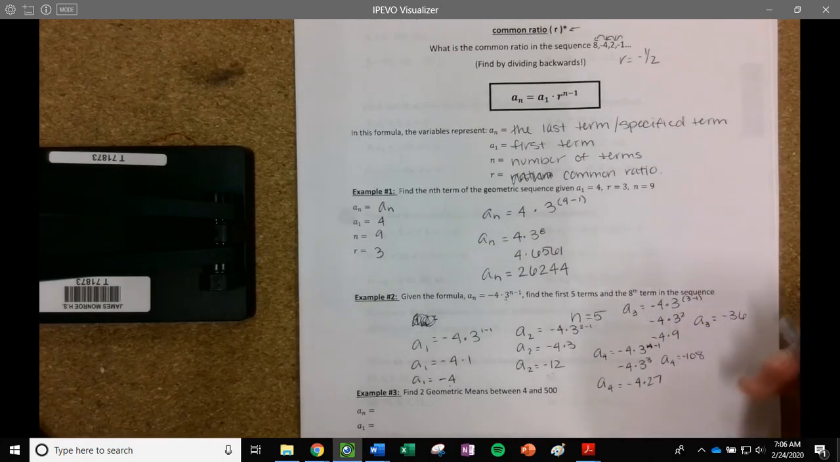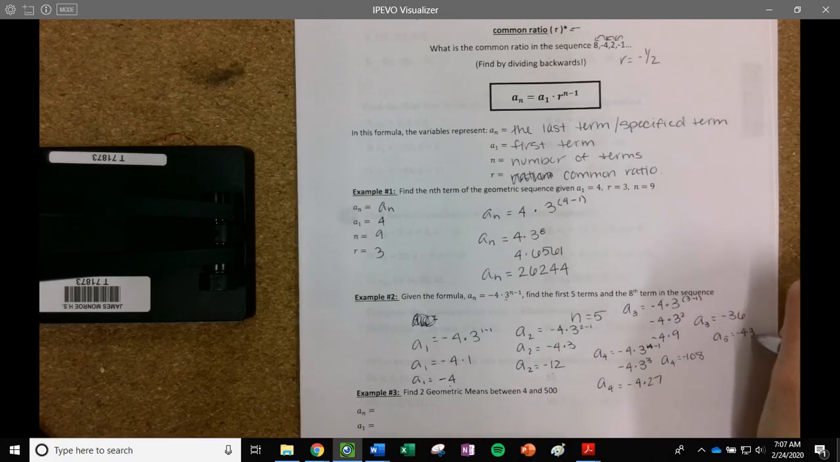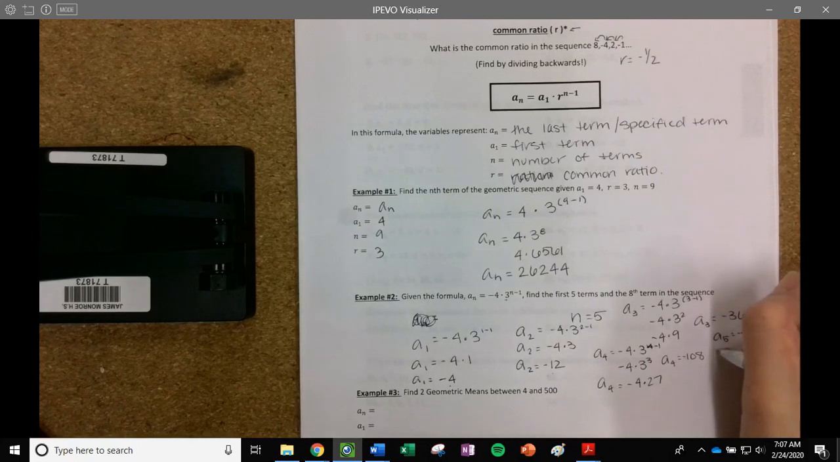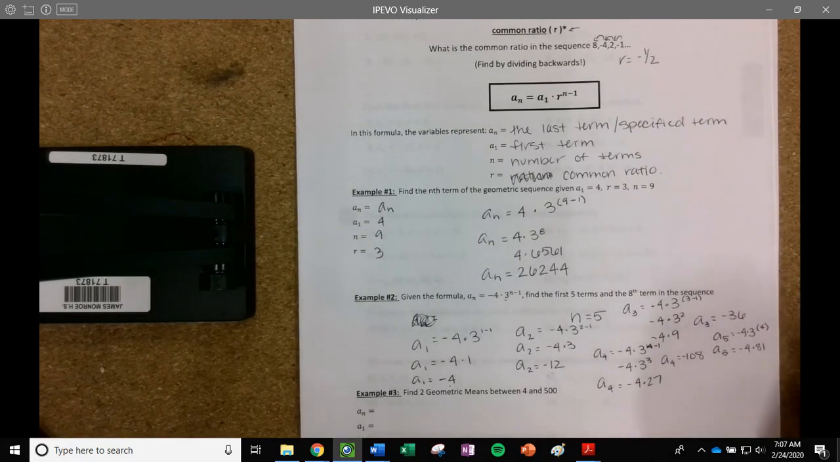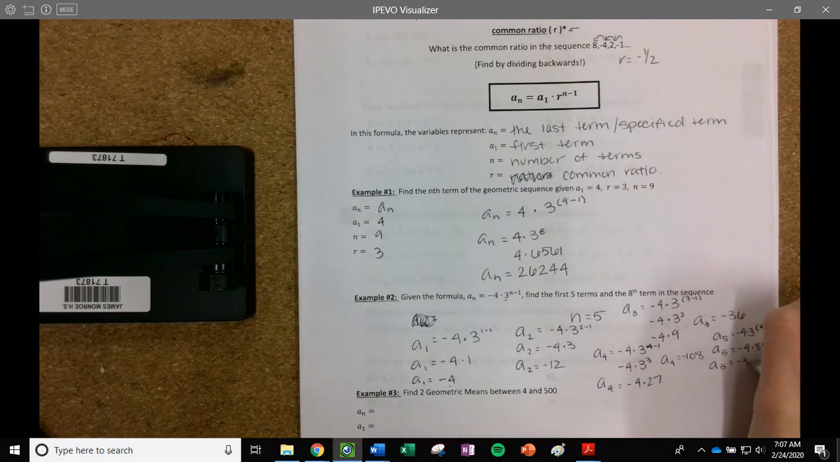I really am running out of room here, aren't I? Okay, we're going to squeeze this one in here. A sub 5 equals -4 times 3 raised to the 4th. I know it's to the 4th because it's going to be the nth term of 5 minus 1, which is 4. I'm skipping the step of writing it out in favor of saving space. A sub 5 equals -4 times 81. And so a sub 5 equals -324.